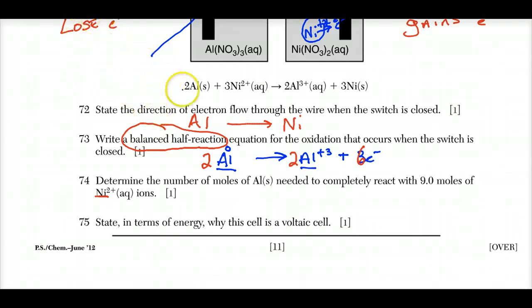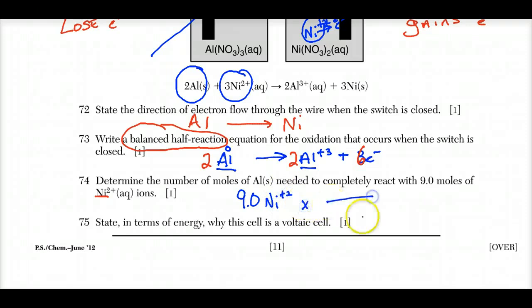Let's look here, guys. They want to ask about how much aluminum is needed to react with 9 moles of nickel plus 2. What's the ratio? There are 3 nickels for every 2 aluminums. So I think of it this way. You have 9 moles of nickel plus 2. You want to get rid of nickel plus 2, right? And there is what? 3 nickel plus 2s for every 2 aluminums. And when we cancel, nickel plus 2 goes bye-bye. And I'll just get moles of aluminum.